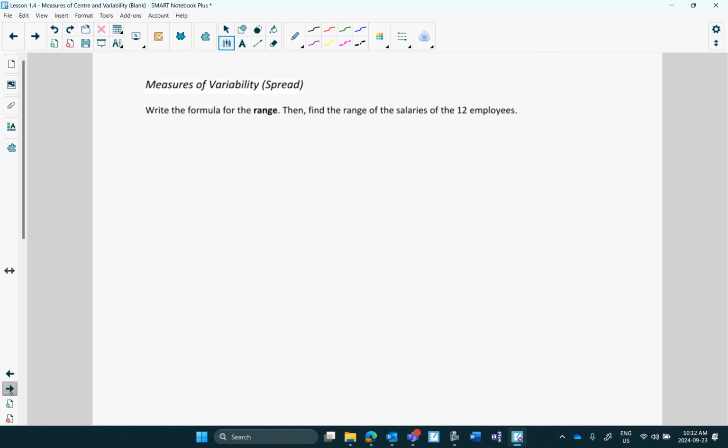For variability, and whenever you hear the word variability, think how spread out. How spread out is the data?